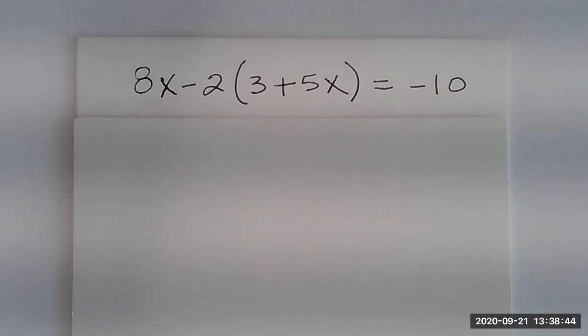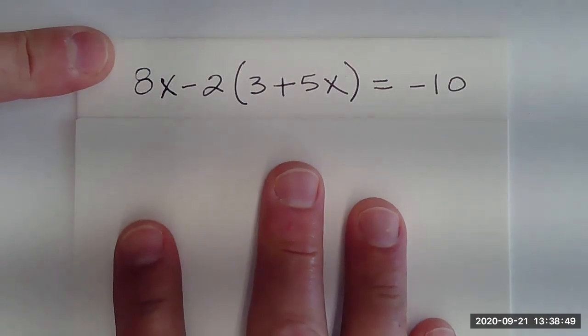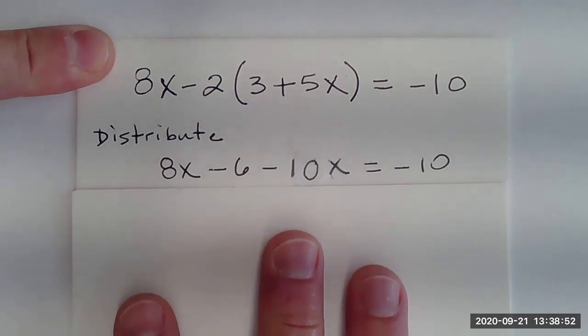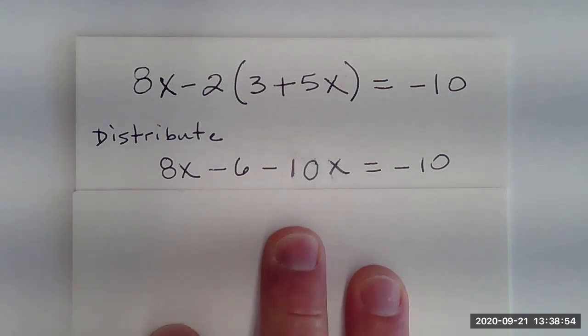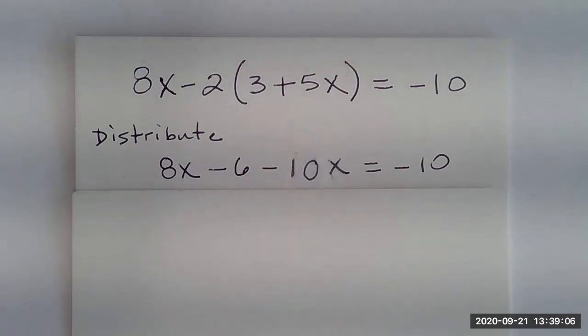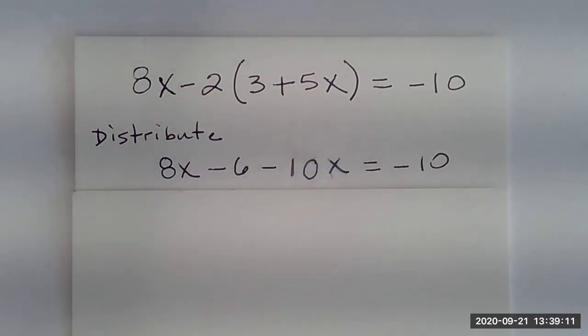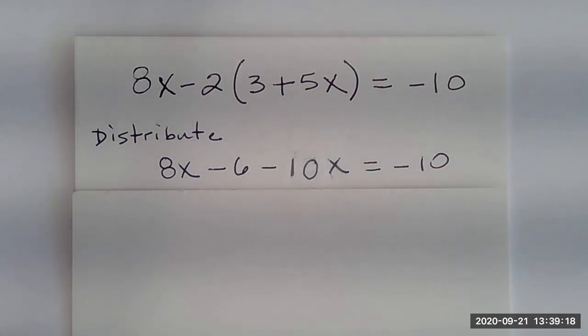So the first step, if you remember, I talked about yesterday, was to distribute if there are parentheses. This is whether there are just parentheses on one side or parentheses on both sides. The most common error is to forget that that is a -2 in front of the parentheses. The coefficient of the quantity is a -2. Distribute the -2 and rewrite it as 8x subtract 6 subtract 10x equals -10.